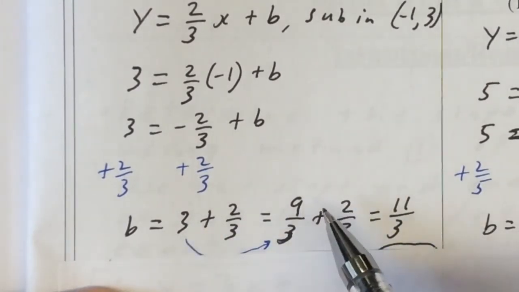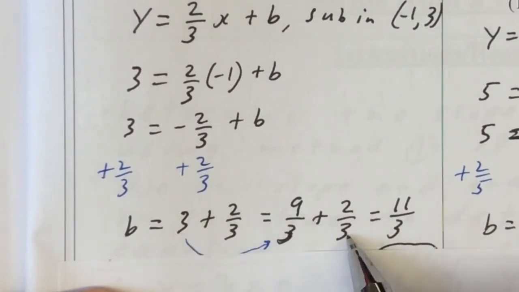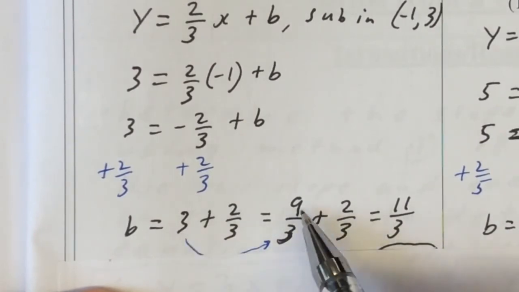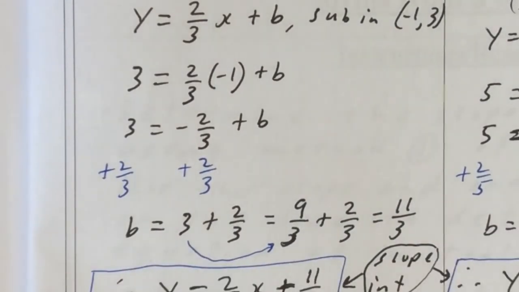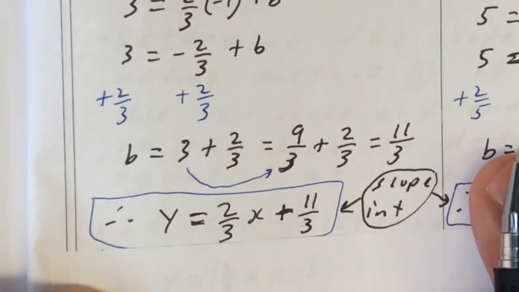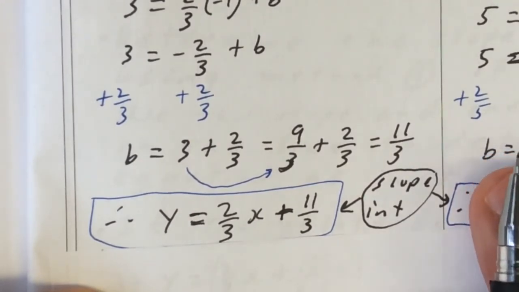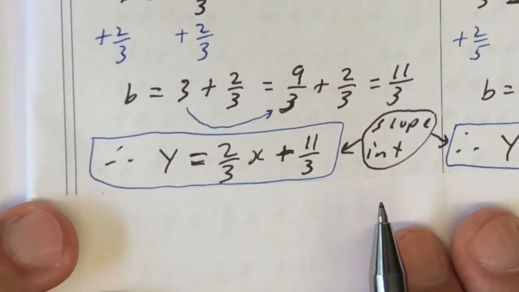3 is the same as 9/3. 9 divided by 3 is 3. Now you have a common denominator. 9 plus 2 is 11, so b is 11 over 3. Okay. So there is the slope-intercept form. Y equals 2/3 x plus 11 over 3. Not the nicest one to try and graph, right?